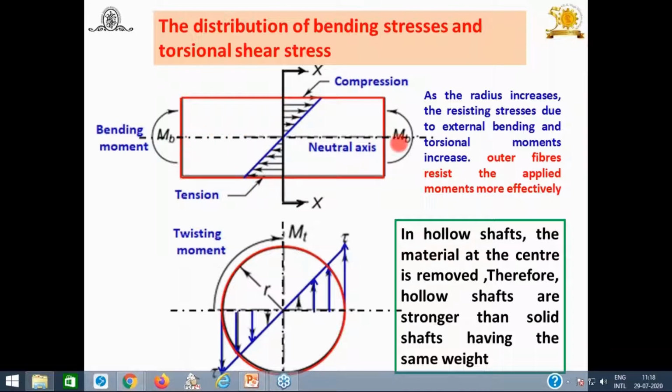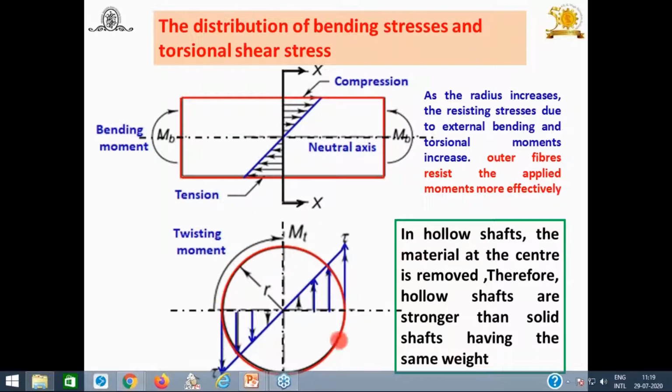You will find that at the neutral axis, these compressive and tensile stresses are zero. That means the magnitude of the stresses is maximum at the outer fiber, maybe this side or maybe this side. Try to understand. This is one aspect.